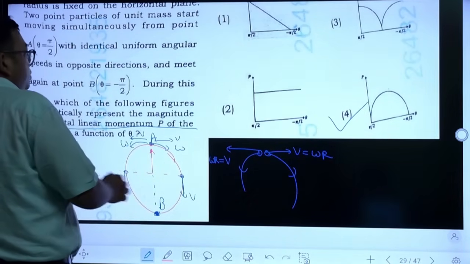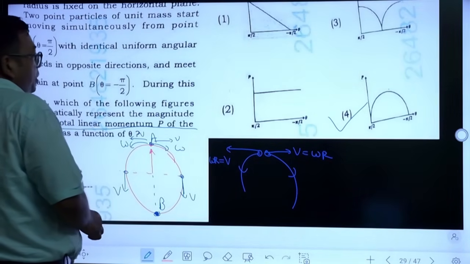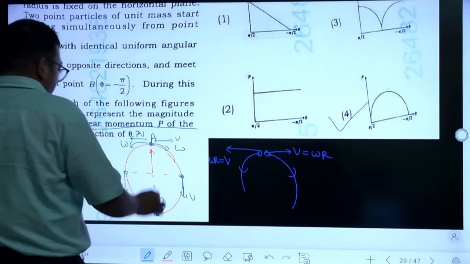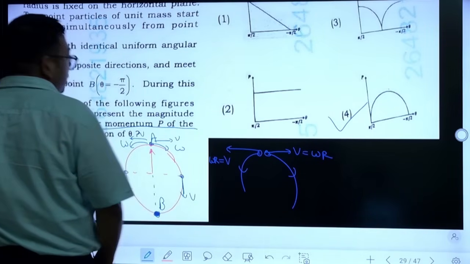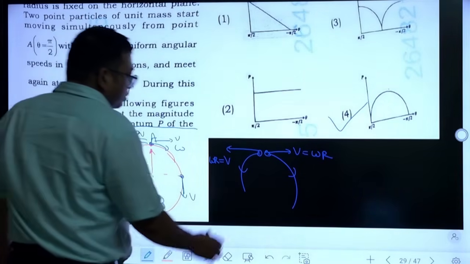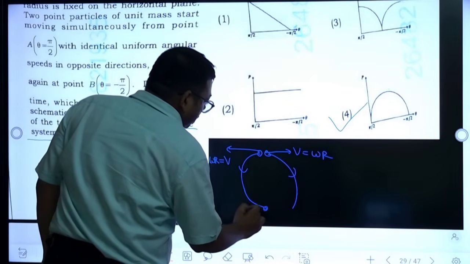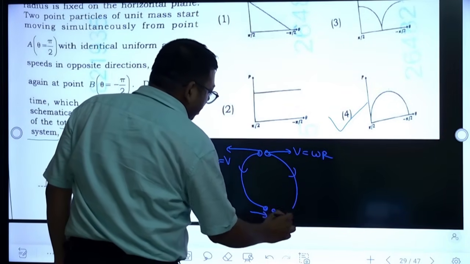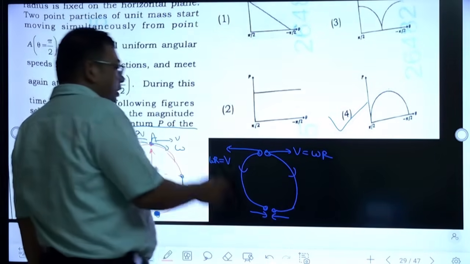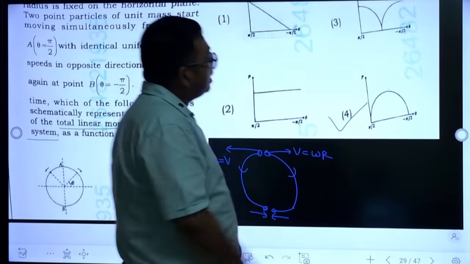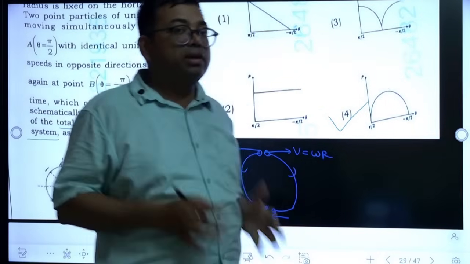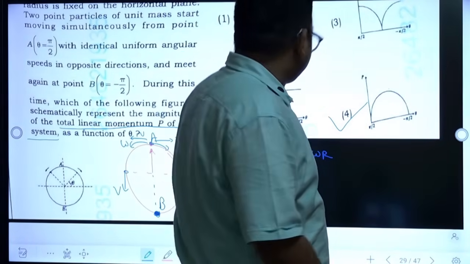And when it is going like this way, at pi by 2 when it comes here, what about this point? Here also it must be 0, because when it is reaching here, it will have velocity like this and velocity like this, correct? Again it will be 0. So that's the only answer which is matching. No need for further calculation. Okay, done. Let us move next.